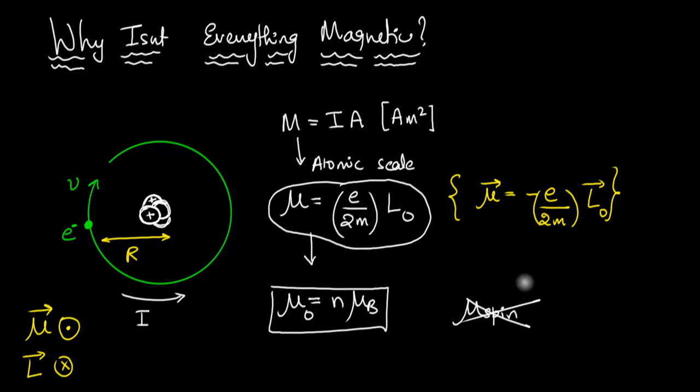Like I said before, I have not talked about the spin properly, and so this is not a very accurate way to think about magnetism. But hey, tomorrow if someone asks you why isn't everything magnetic, or why are certain things magnetic, you can give them a short answer like this. And if you can't give them the answer, don't worry, just point them in the right direction.